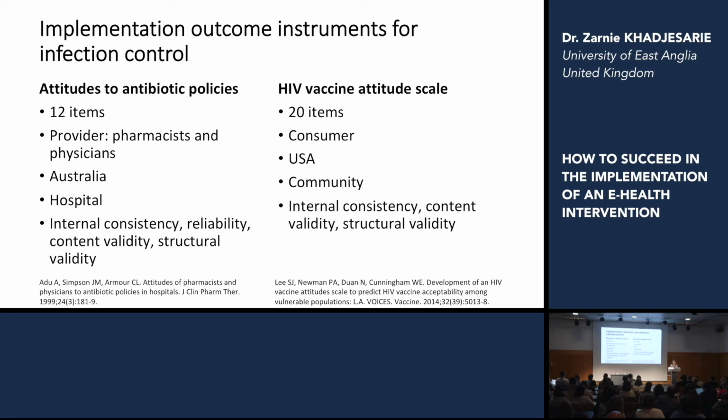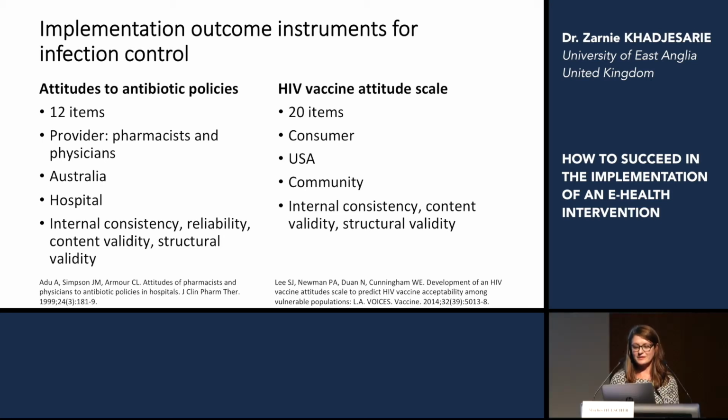I also identified an instrument that was looking at HIV vaccine attitude scale with 20 items focused on consumers in the USA in community settings. So I know these are both quite fairly specific, but it's always a good starting place if you are going to use a survey or a questionnaire to see what's already out there rather than starting from scratch.